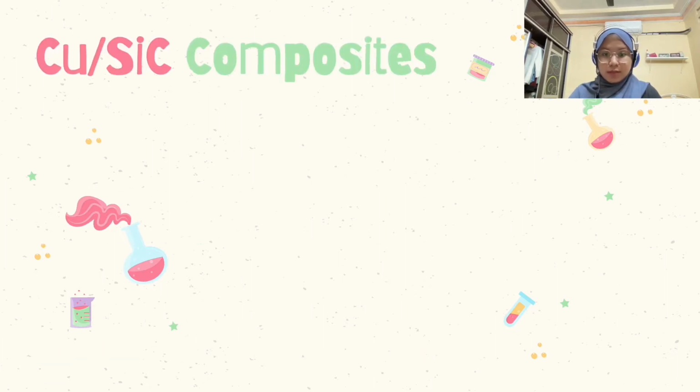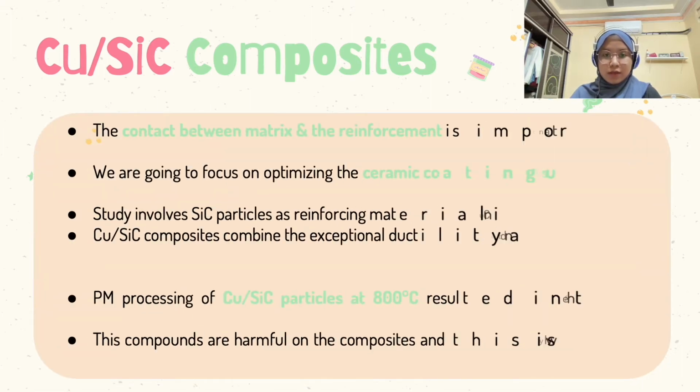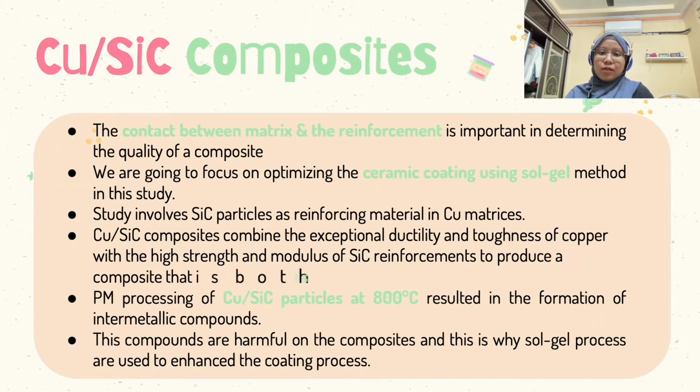As I mentioned before, this paper is focusing on looking for a way to optimize the Sol Gel method on silicon carbide particles that are used as reinforcing material in the copper matrices. It was found that silicon carbide could be used as a reinforcement in the copper matrix to make the composite stronger. This copper silicon carbide composite can combine the exceptional ductility and toughness of copper with the high strength and modulus of silicon carbide reinforcement to produce a composite that is both strong and flexible.